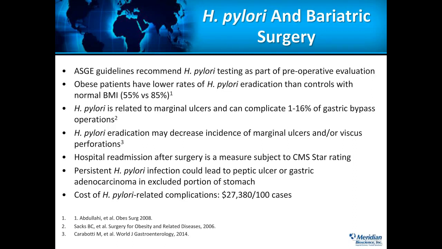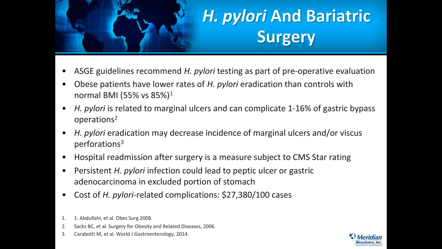H. pylori is a common cause of marginal ulcers. The likelihood of marginal ulcers after bariatric surgery has sort of shifted over the years. It can range anywhere between 1% to 16% of cases in which marginal ulcers develop. Patients who have had H. pylori eradicated before bariatric surgery have a lower likelihood of developing not just marginal ulcers, but also perforations of hollow organs. Hospital readmission after surgery is a measure that is subject to the CMS star rating, and hence it's part of all of our performance evaluations. So it's important to think of H. pylori testing before we send patients for bariatric surgery.